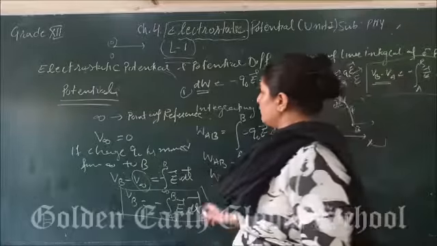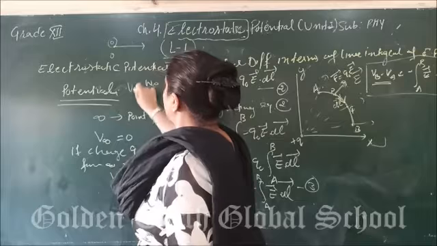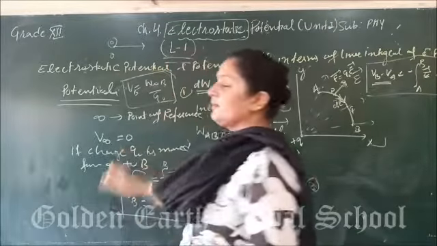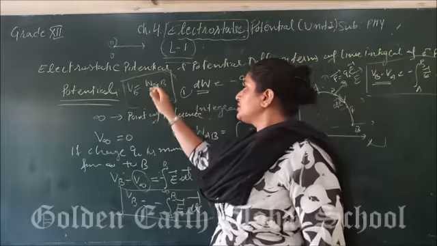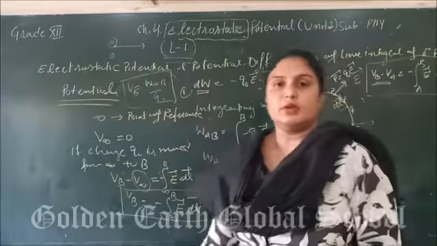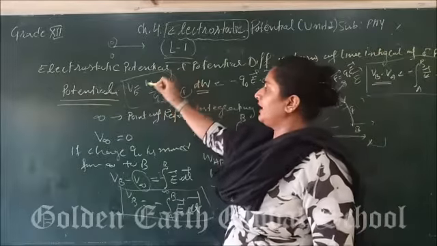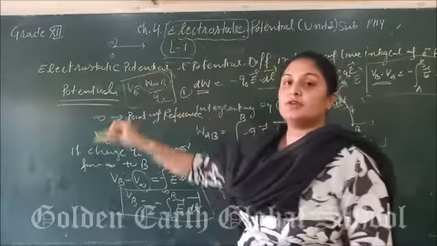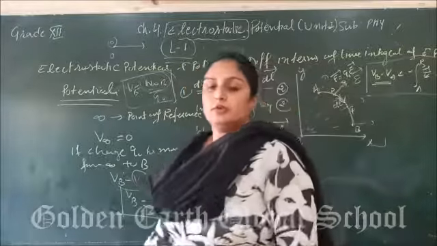Or if you are going to define it, potential will be equal to work done from infinity to B upon charge Q naught. Means potential at a point is equal to work done per unit charge to move from infinity to the particular point. Potential at any point is defined as the work done per unit test charge. Which work done? That is required to move the charge from infinity to that particular point.